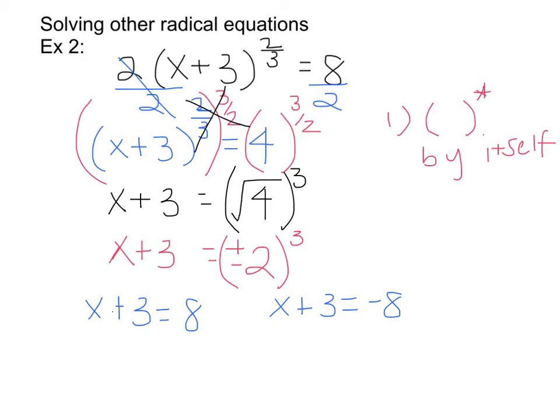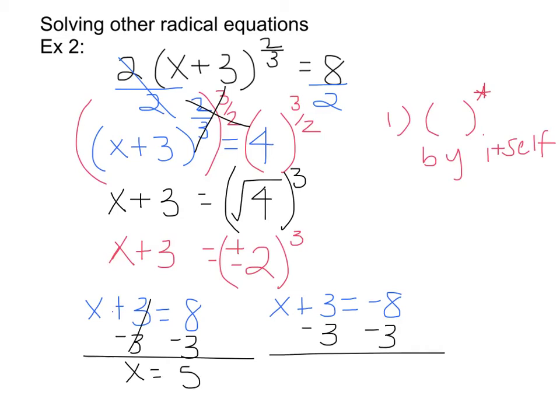To move positive 3 to the other side, we subtract it. So we get x equals 5. Same thing on the other side, but when we subtract it from negative 8, that gives me negative 11. So the only reason we have 2 answers in this problem is because this bottom number was even. If that bottom number was odd, you would only have 1 answer instead.